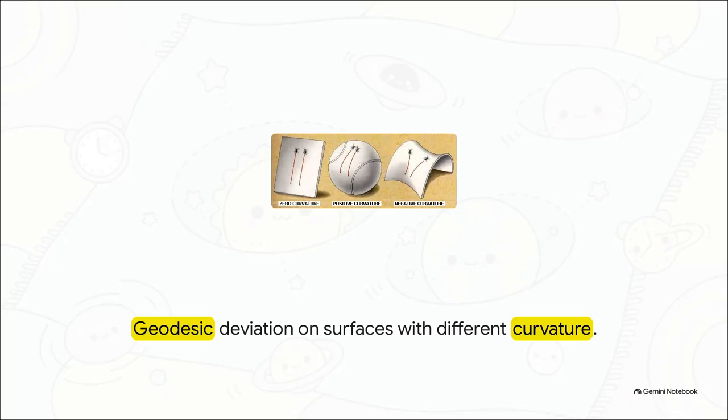We can get an intuitive feel for how curvature dictates motion by looking at something called geodesic deviation. Picture some ants crawling on 3 different surfaces. On a totally flat surface, the ants' initially parallel paths just remain perfectly parallel forever. Simple enough, right? But put those ants on a spherical surface with positive curvature, and their straight-line paths naturally converge.